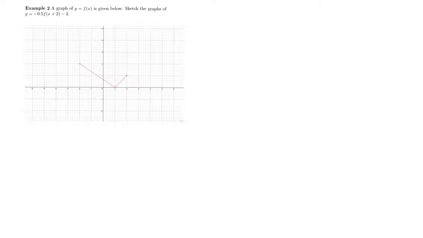For example 2, we'll use the same graph, so it's the same y is equal to f of x. But this time, we're going to look at y is equal to negative 0.5 multiplied to f of x plus 2, and then minus 3. So I'll list these out again in the order in which they should happen. We have this x plus 2 that happens first, and I know that's going to be 2 places left.